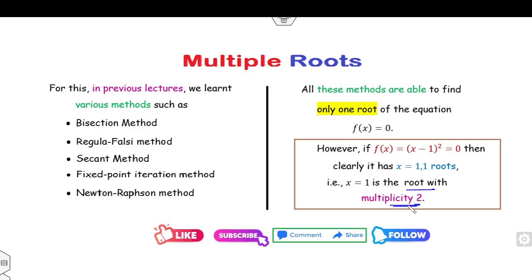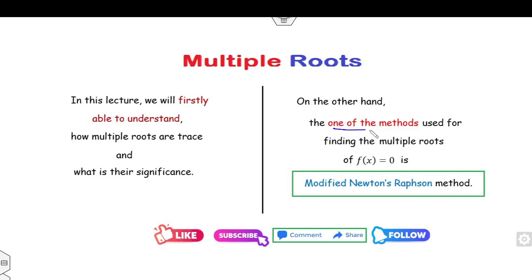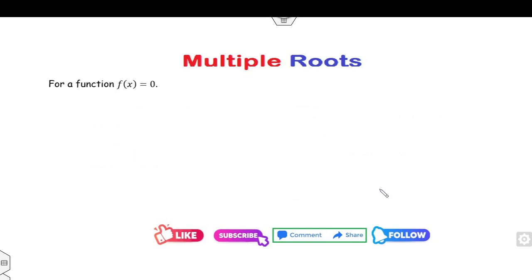So today's lecture is how we can understand the multiple roots and their significance, and how we can find the multiple roots. For that we use one of the methods known as the modified Newton-Raphson method. Before that, let me explain the definition of the multiple root.